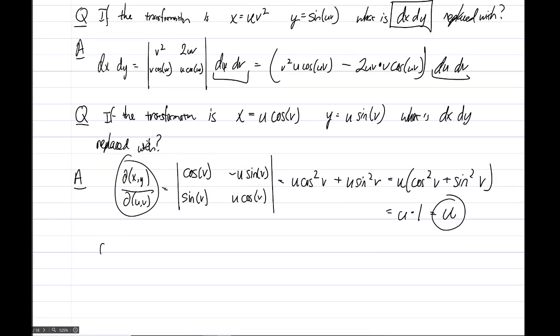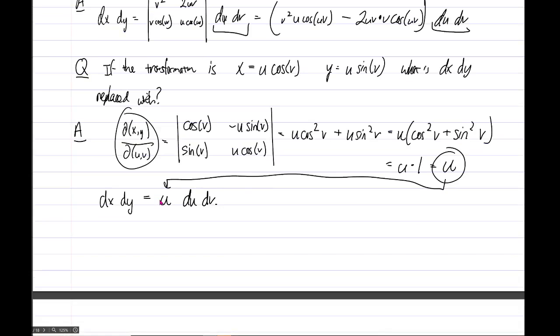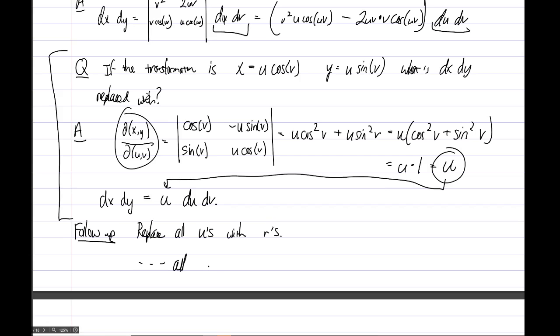So this means that dx dy gets replaced with u times du dv. Now, what I'd like to do is actually follow up. I'd like to do the same question, to be really honest, but I'd like to replace all the u's that we see in this argument above with r's, and also replace all v's that you see above with thetas, and something really neat's going to occur here.